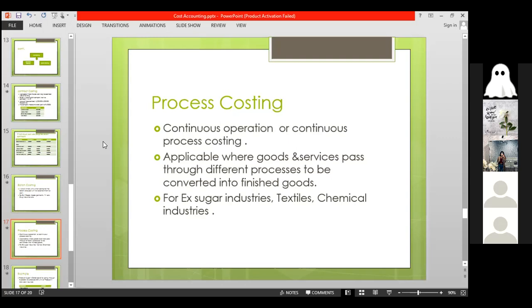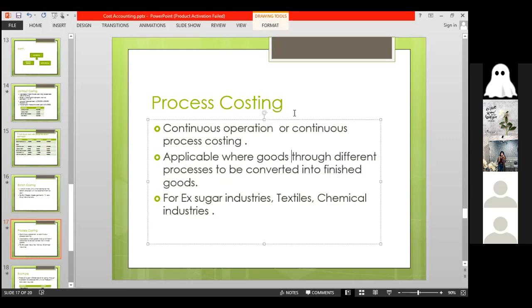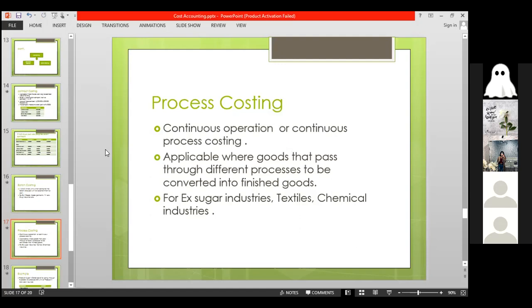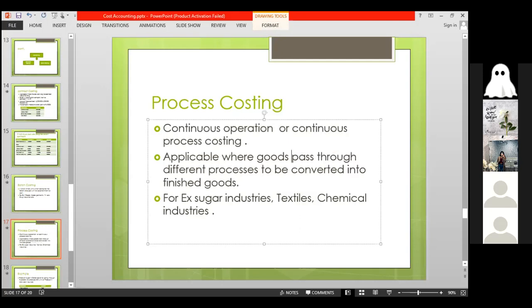So applicable for goods and services? No, it's normally applicable only for goods. So process costing is used in a manufacturing plant where the product or the raw material will pass through a number of processes and then get converted into a finished product.